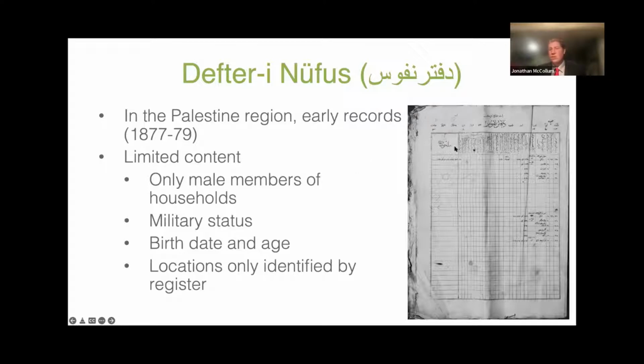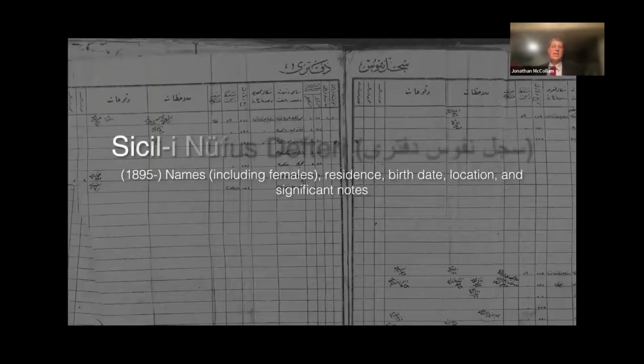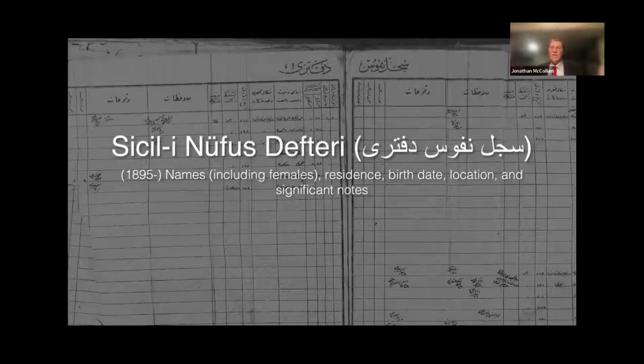So the register in this case says it's from Nablus. So we imagine that somewhere within the district of Nablus, it might be within the city itself or in the surrounding outlying area. The people that are mentioned here were resident, at least at the time of the recorder taking down these details of the individual.